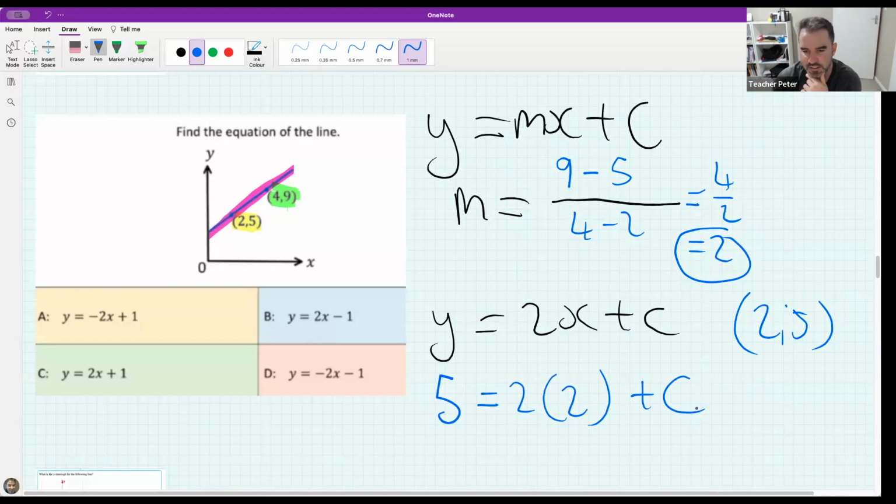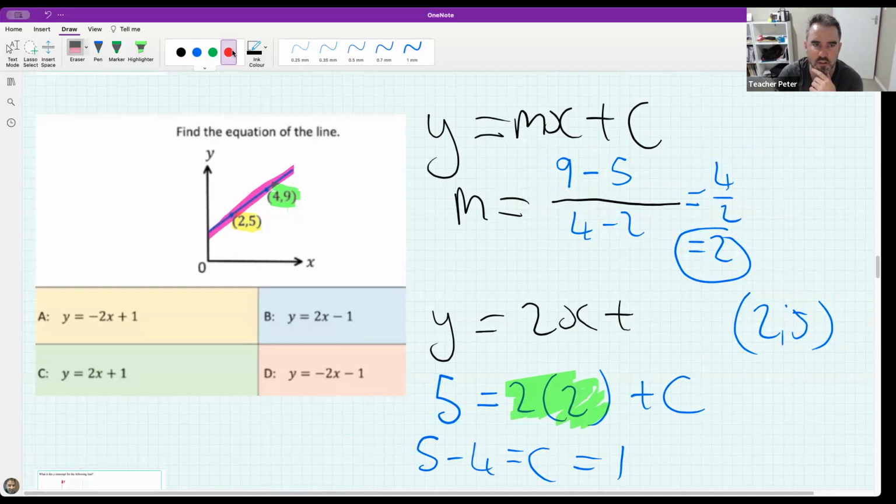And now I need to find c. Now, 2 times 2 is going to give me 4. But when I move that 4 to the other side, it's going to become a minus. And my c is 1, which means that the answer that I think is correct, if there is one, is 2x plus 1. Is there a 2x plus 1? Yes, there is. The answer is C.